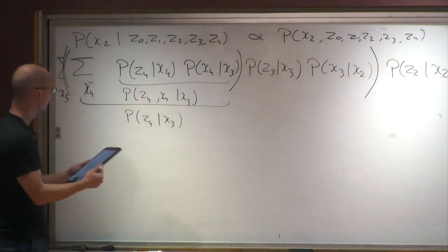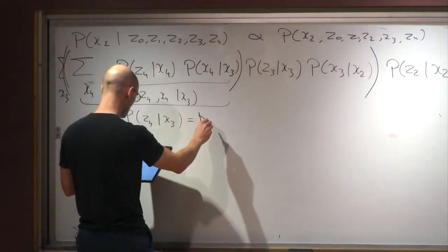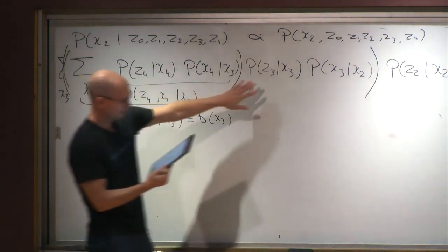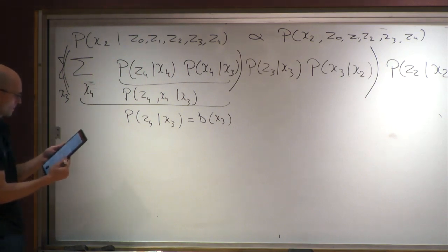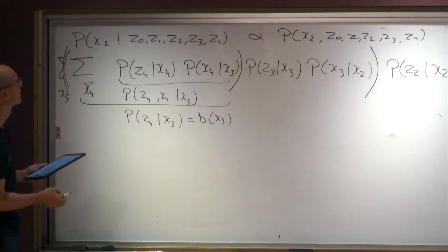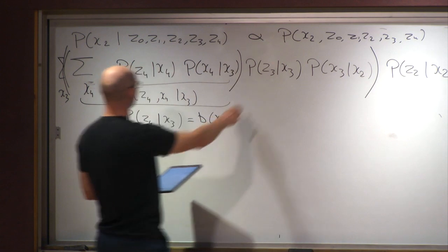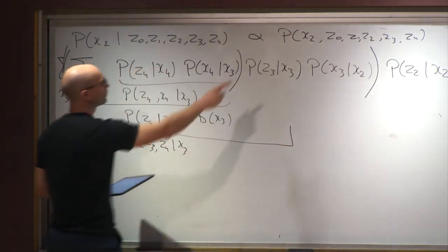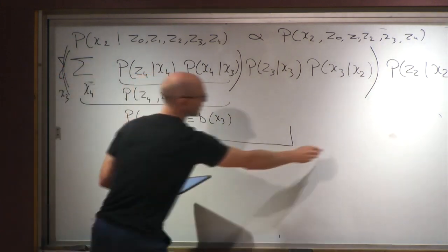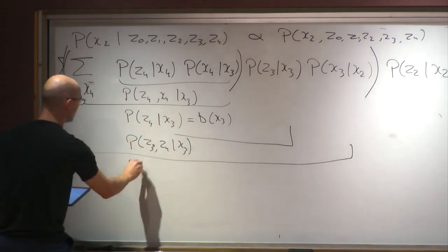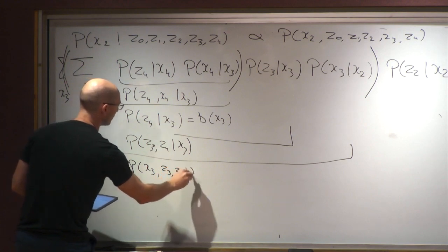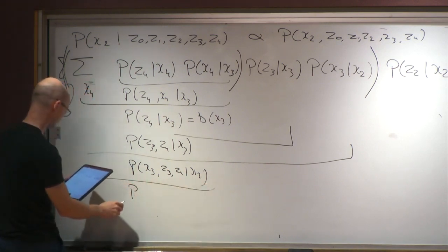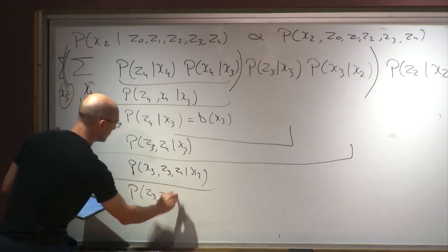Now, as we keep processing this, and this we will in the future call a backward message, b(x3). x3 is the variable. Then, once we multiply in z3 given x3, we get p(z3, z4 given x3). Then we multiply x3 given x2, which brings x3 to the front, p(x3, z3, z4 given x2). Then we sum out x3. And we're left with p(z3, z4 given x2).